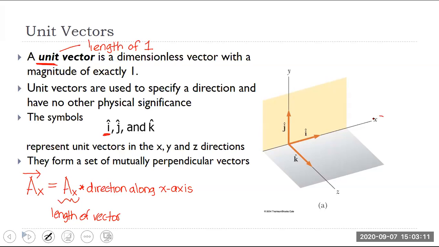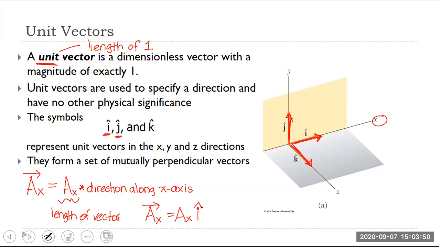So a unit vector I points along the x-axis. So here's my I right here, right? It's pointing along the x-axis and has a length of 1. J is a vector that has a length of 1 and it points along the y-axis. And then K points along the z-axis. So that means that my AX that I had here as a vector, I could write as having some length associated with it and a direction along the x-axis, and the direction along the x-axis is the I direction.